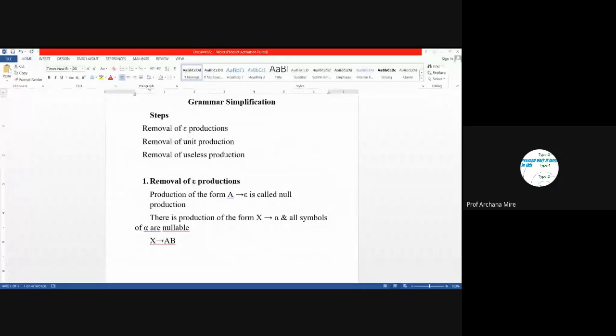So let's take an example for this. Again, this is a very common example. If you use any book or refer to any online resource, you will observe this example. There is a grammar consisting of production rules.